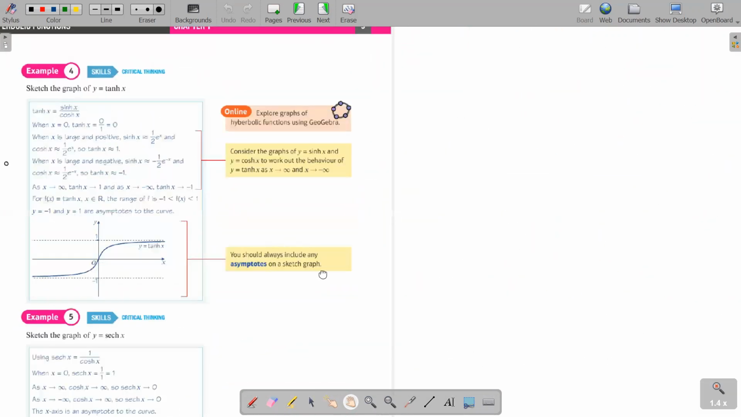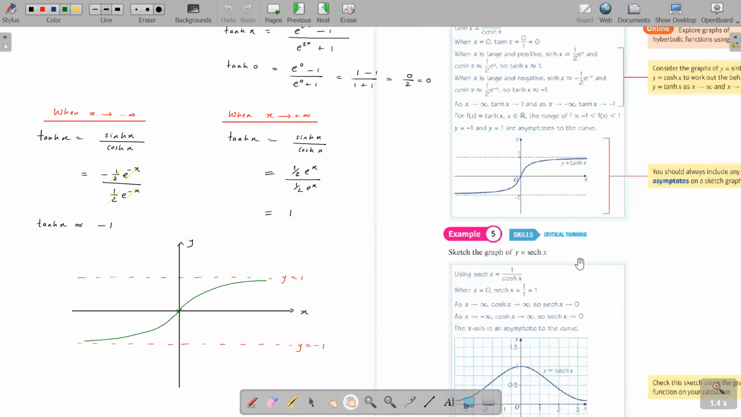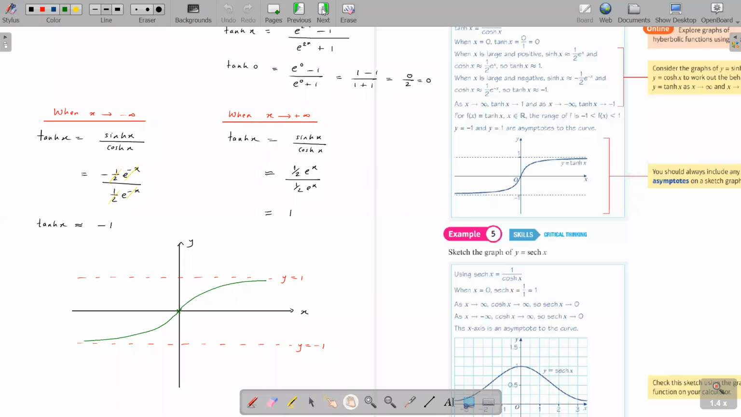And the tan x graph, right? So we went through the properties and what happens to the graph when x approaches positive infinity and what happens to the graph as x approaches negative infinity. So we discussed these things in the previous videos, right, guys?